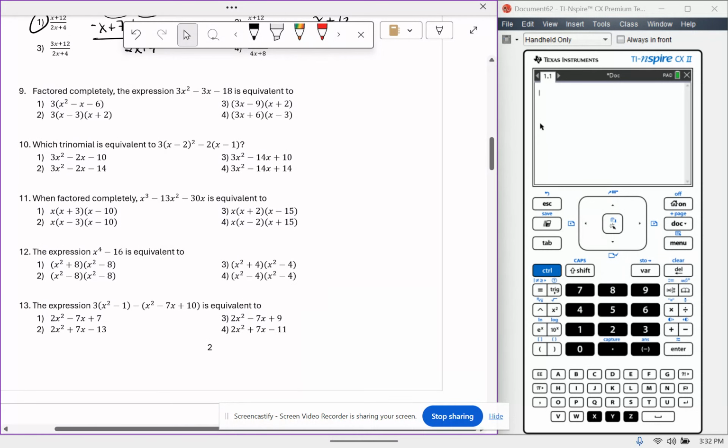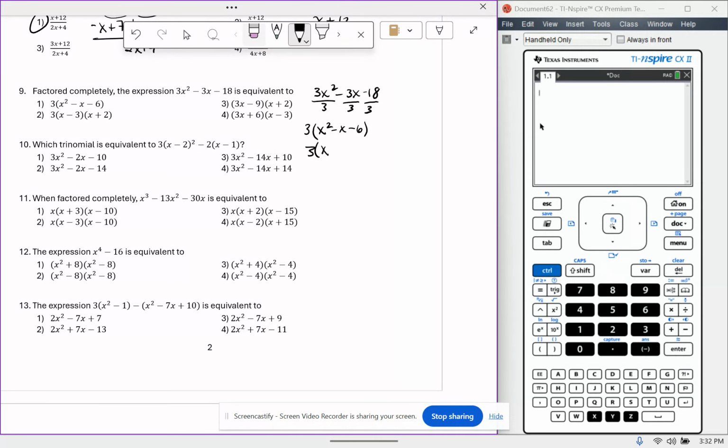Question 9, factored completely the expression 3x squared minus 3x minus 18. Well, I'd go ahead and factor out a common factor of 3, and I'd be left with x squared minus x minus 6. Yay. And then I'm going to go ahead and look for the factors of negative 6 that add up to negative 1. Those are going to be two factors that are really close to each other. So I'm going to do 3 times x plus 2. And that would be answer choice 2.